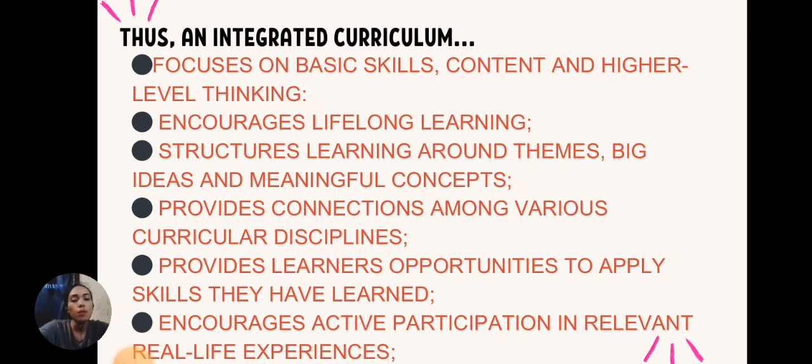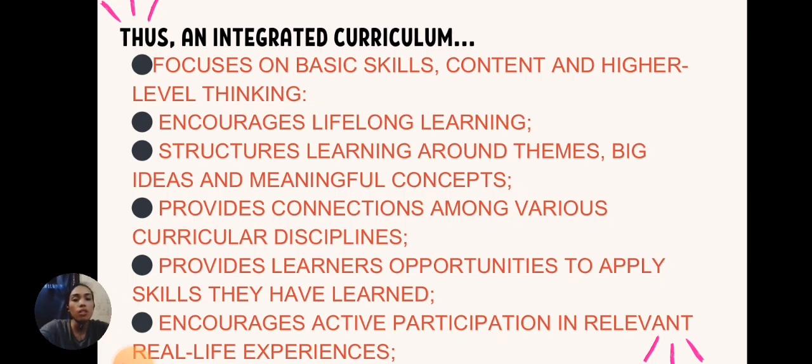As we have observed, the new generation of learners are now digital natives. Why? It is because they are so much more exposed to technology. Thus, an integrated curriculum focuses on the basic skills, content, and higher level thinking skills. When we say higher level thinking skills, it is critical thinking, analytical thinking, problem solving, and evaluation. So it encourages lifelong learning, as I have mentioned, through the social and career skills.